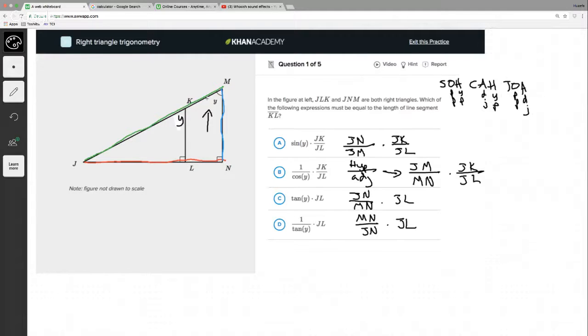So I don't just need to be using the big triangle. Since I'm trying to find stuff with the little triangle, I should have been making these ratios with the little triangle. So we're going to use y here. Now I'm going to cut these guys out.